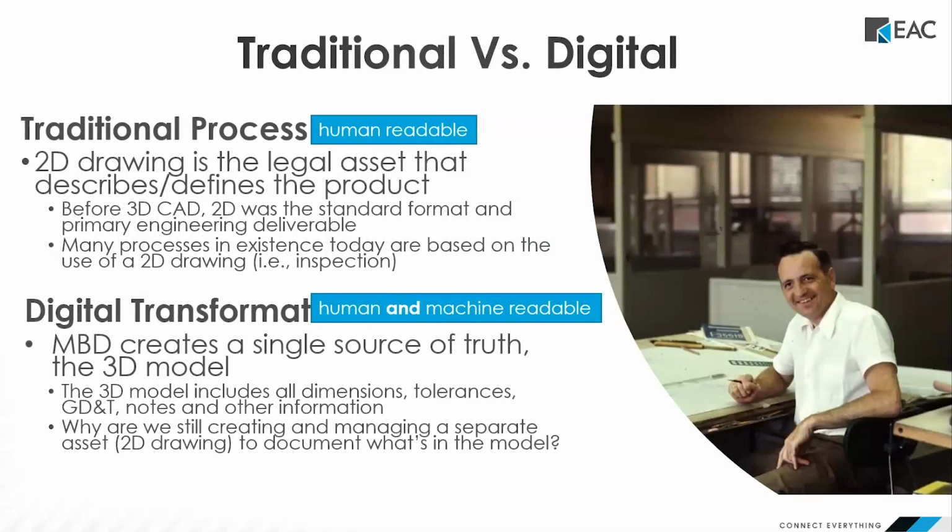Traditionally, 2D drawings were the definition of a product, and they're really the legal asset of that product. Before 3D CAD, 2D was the standard format and the main deliverable that engineering would provide. There are still many processes based on 2D drawings today, like inspection. And in order to replace the 2D drawing, all the information needs to be included in the 3D part. MBD does just this. So the question is, why continue using a 2D drawing?